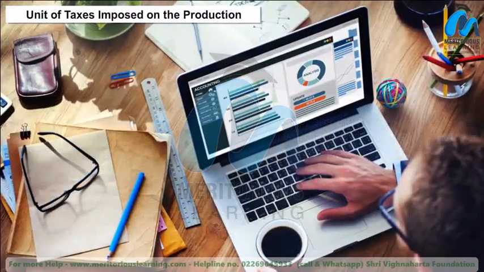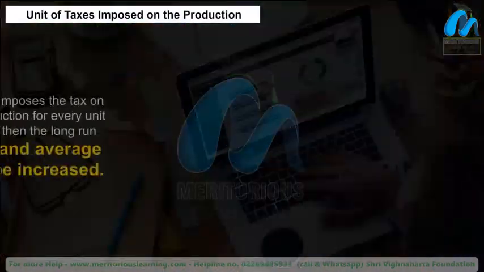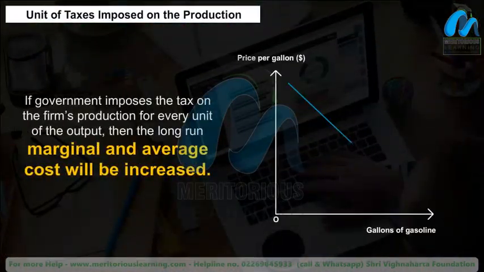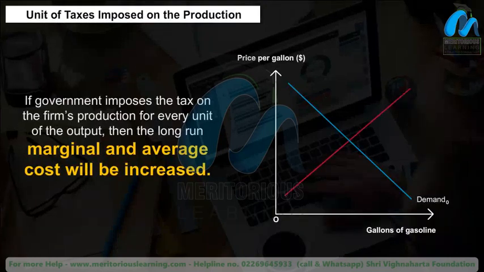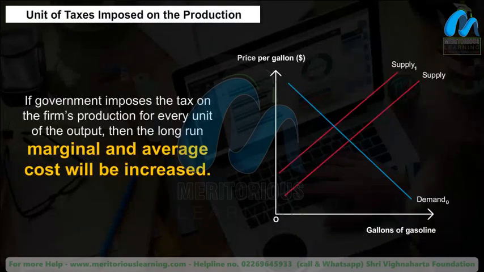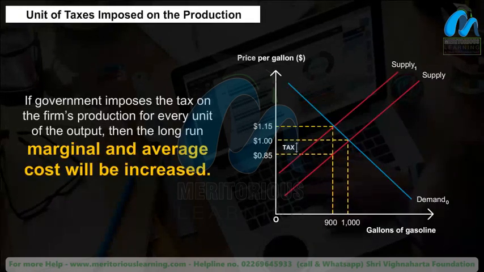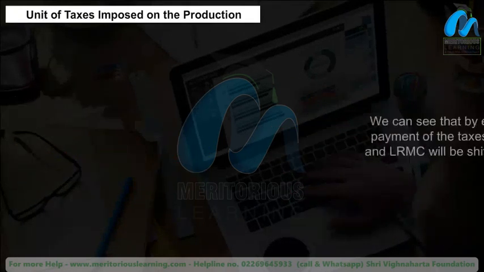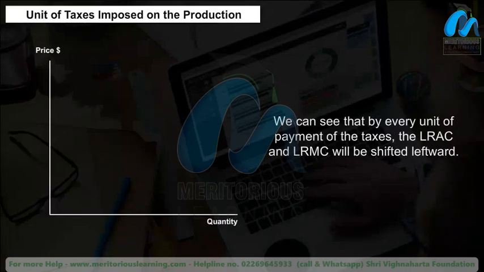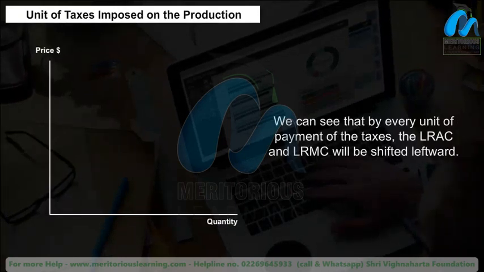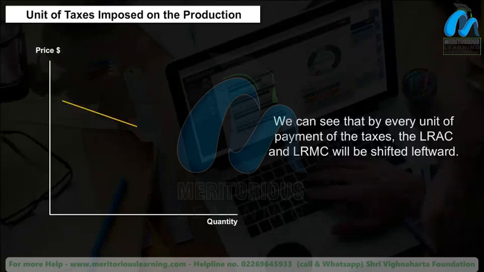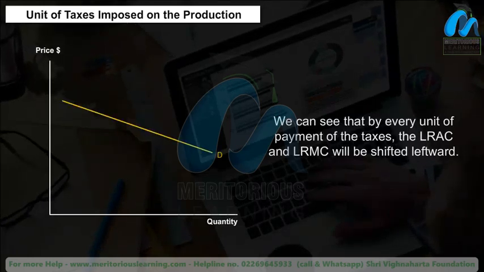Unit taxes imposed on production. If the government imposes a tax on the firm's production for every unit of output, then the long-run marginal and average cost will increase. We can see that with every unit payment of the taxes, the LRAC and LRMC will be shifted leftward.